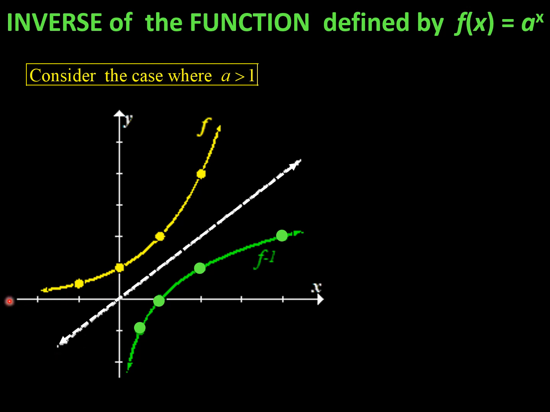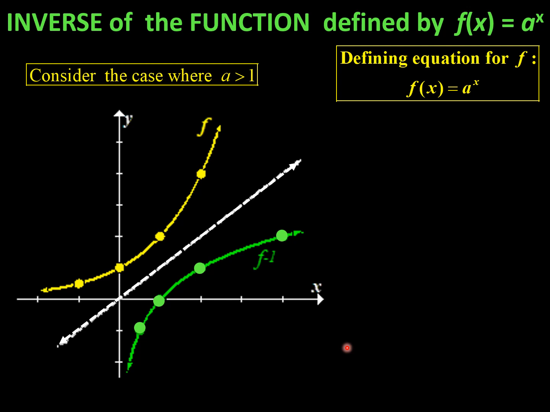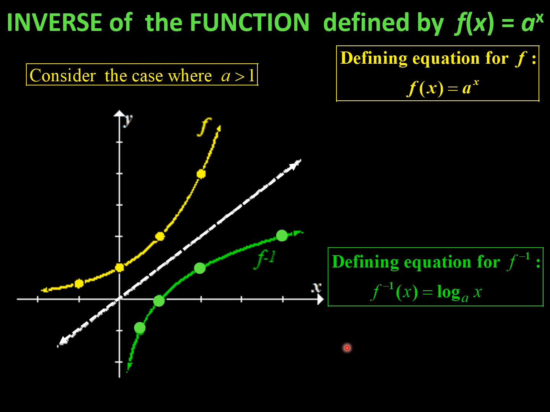And you can see that f is a function and the inverse is also a function using the vertical line test there. Now, f is an exponential function, defined by f(x) equal to a to the x, and the defining equation for the inverse is known as a logarithmic function. If the base is a, we have logarithm base a. So this is the exponential and that is the logarithmic.